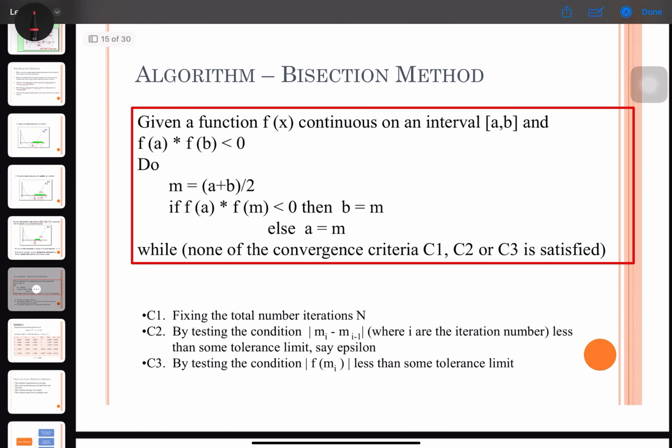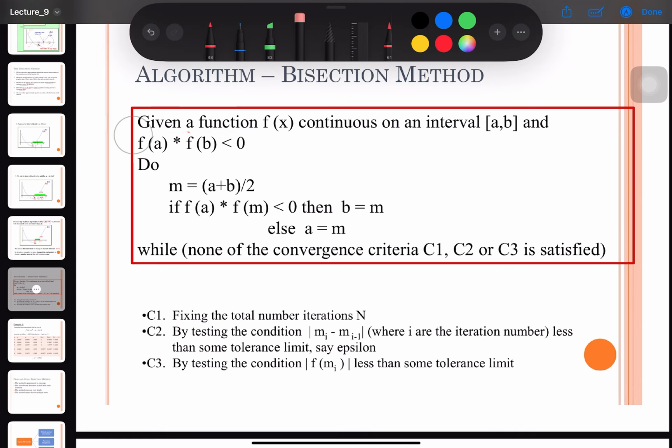Okay, so I will show you. This is the algorithm. What you need to know in bisection method is this one, FA times FB. Okay, in this part you have to know an equation for middle point, and then if FA times FM is less than 0, your answer will be B equals to M. But if FA times FM is more than 0, it will be A equals to M. Okay, what is this? Later we will see.